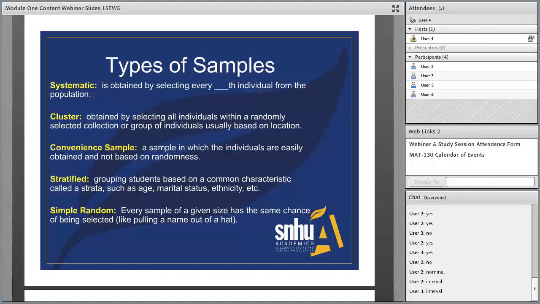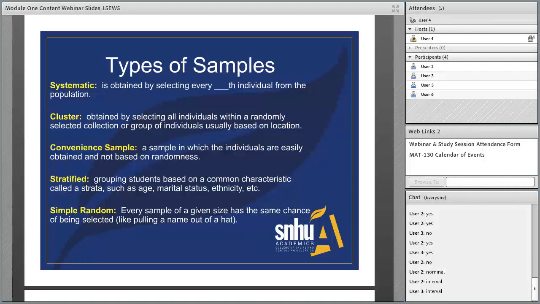A convenient sample, so I'm just going to move on and you'll see the example. A convenient sample is a sample in which the individuals are easily obtained and not based on randomness. You always want to be very wary of convenient samples. If they're not making any effort to make sure that their sample is random or has some degree of randomness, and also represents the population well, if they're just saying, okay, anyone who happens to come to me, you really want to be wary of that. You can't necessarily use that to make very good claims.